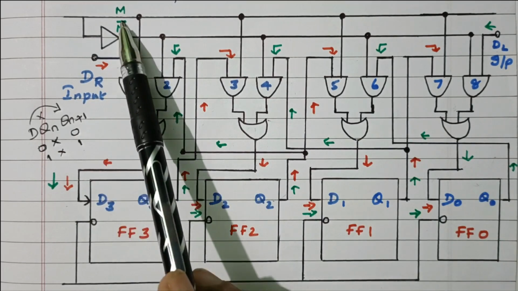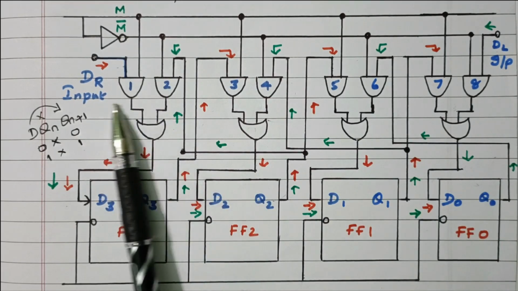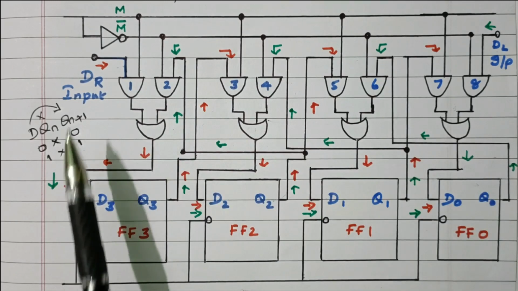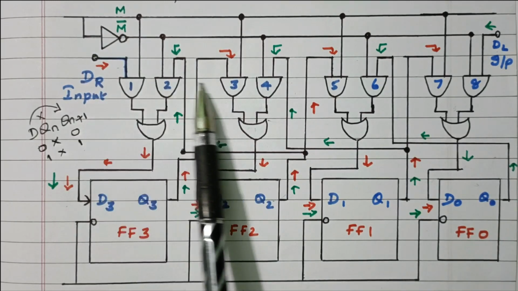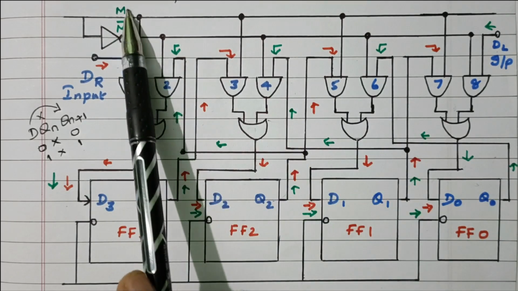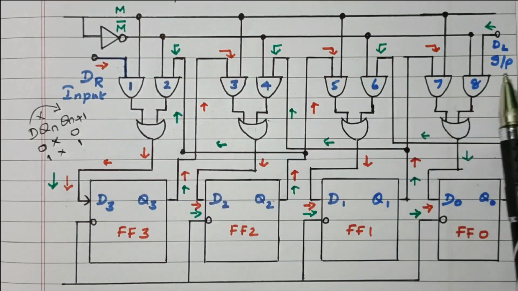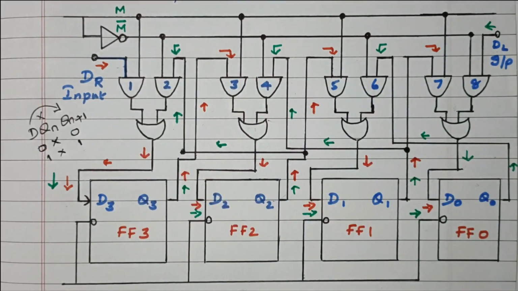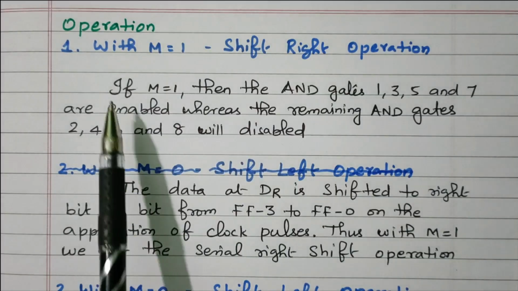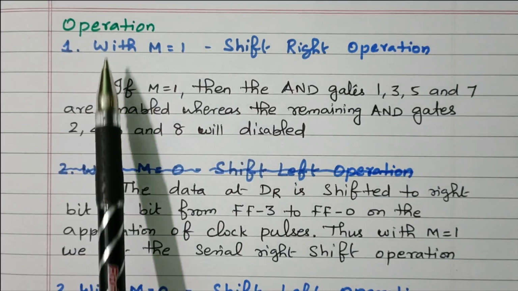So based on the M value, either we can shift the data right side or left side. M is 1 means the data entered from this point and shifted right side. M is 0 means this line is activated, data is entered here and shifted left side, right? Now we'll see the description. Now we'll see the logic operation of this logical diagram.